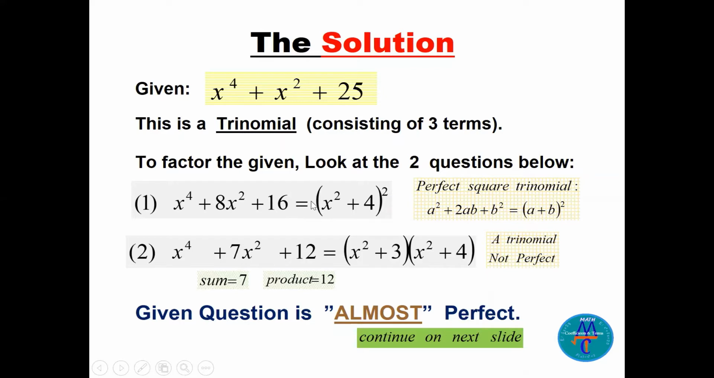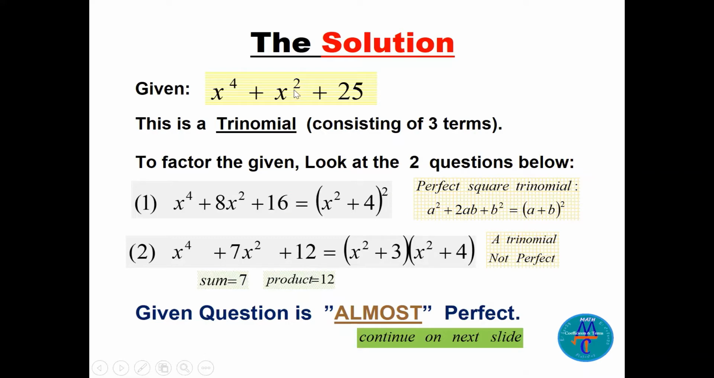This is easy. Now, if we have another example like this, x to the power 4 plus 7x squared plus 12, this is not perfect. This is a trinomial, three terms, but not perfect. So we can factor it by finding the sum, which is 7, and the product, which is 12. So x squared plus 3, x squared plus 4.